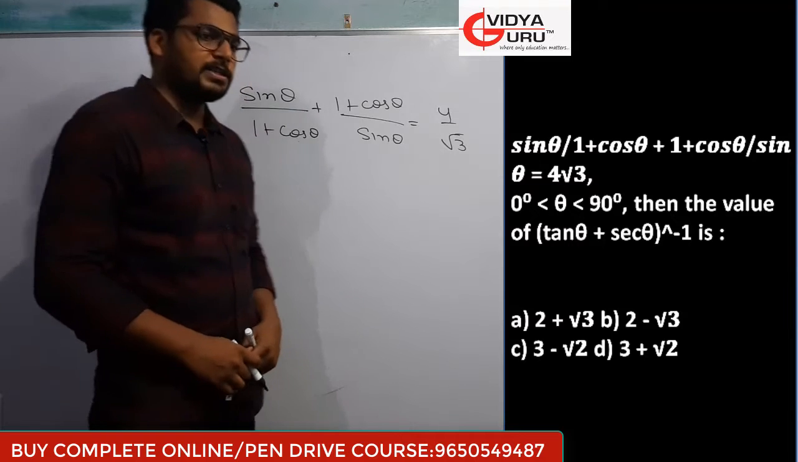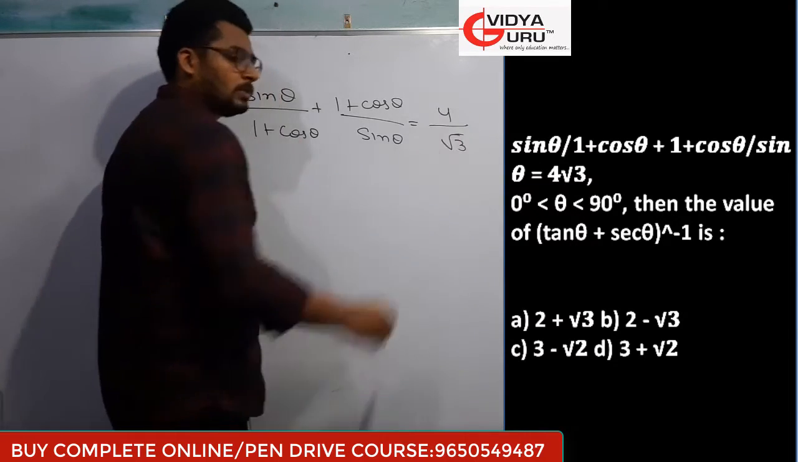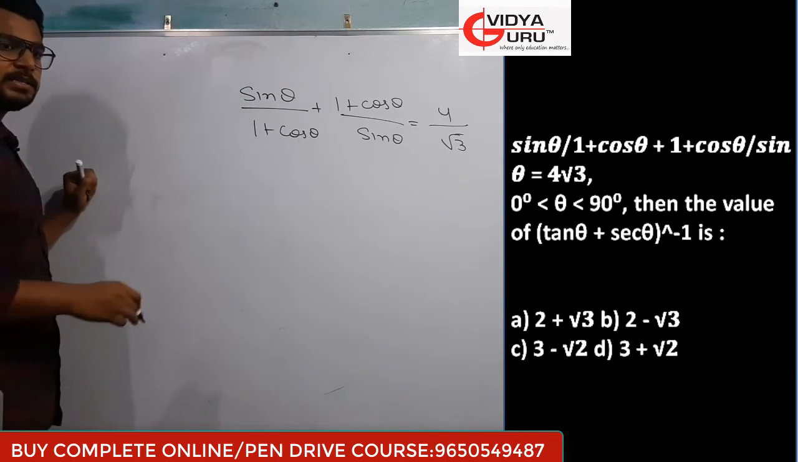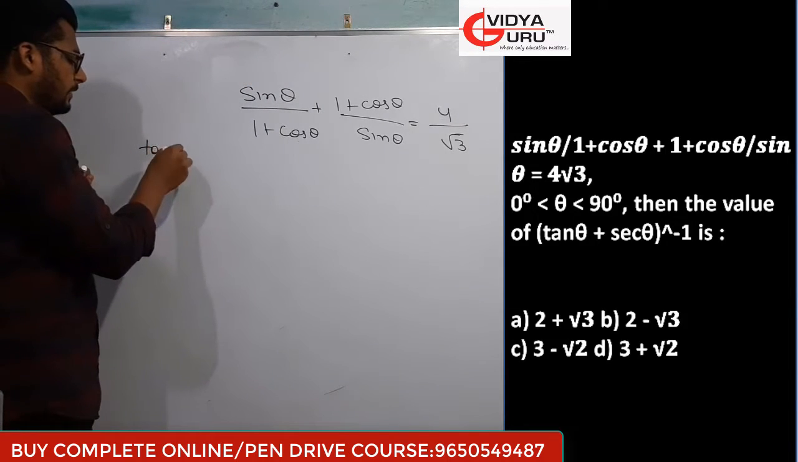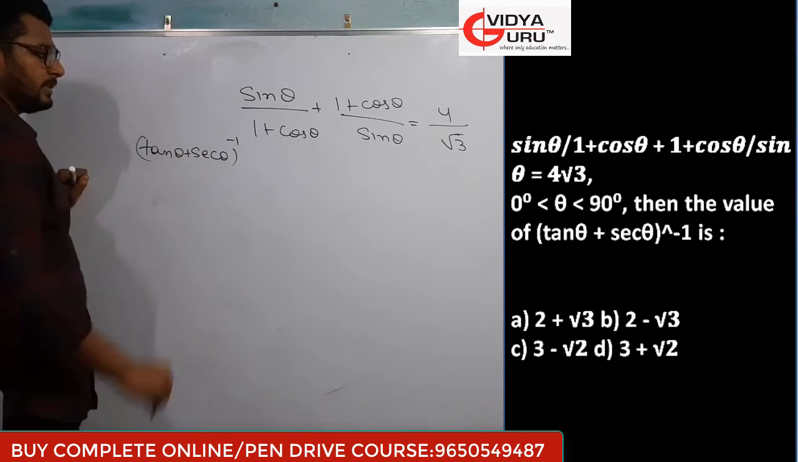Coming on to our next question. There is a correction in the question. It is 4 by root 3. So the question is asking, what is the value of (tan theta plus sec theta) power minus 1? Value of this is asked.